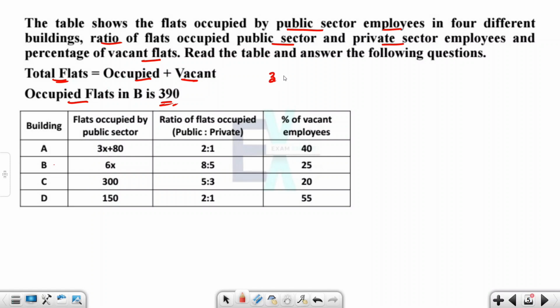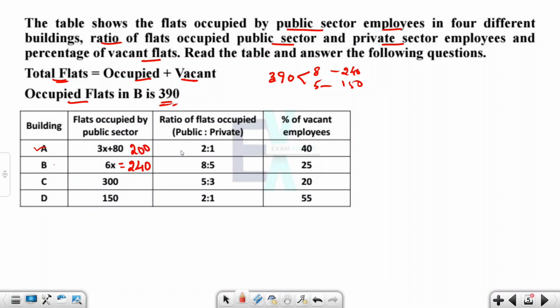So see here, the ratio of flats occupied in B by public and private is what ratio? 8:5. That means if you are dividing that 390 in the ratio of 8:5, you will be getting 240 and 150. Okay, so this is equal to 240. So from this, what can we find? We can find x is equal to 40, because 6x is equal to 240. That means x is equal to 40. Now if you substitute this x in building A, so 3 into 40, 120. So 120 plus 80, 200. Okay, so the number of flats occupied by public sector in building A is 200.